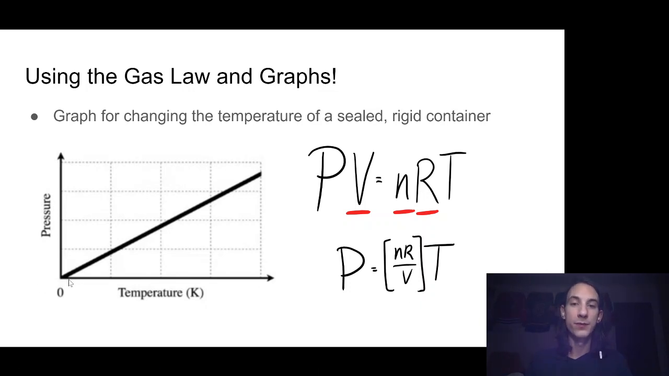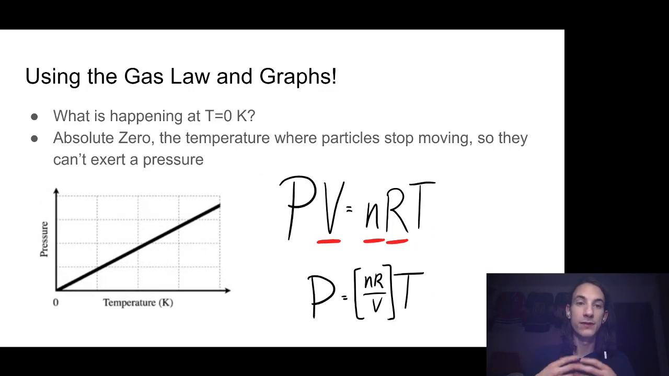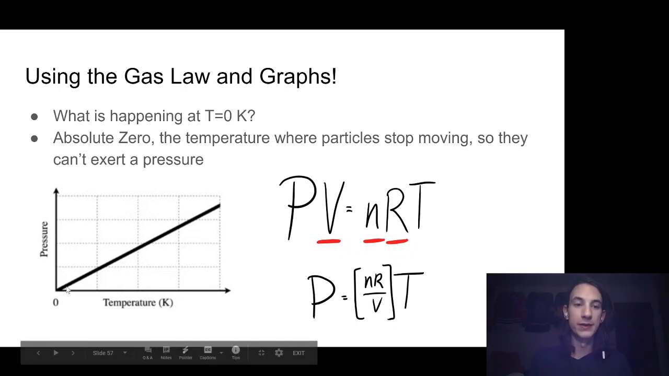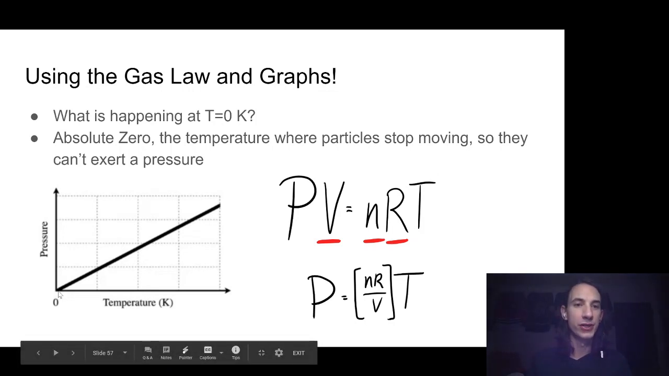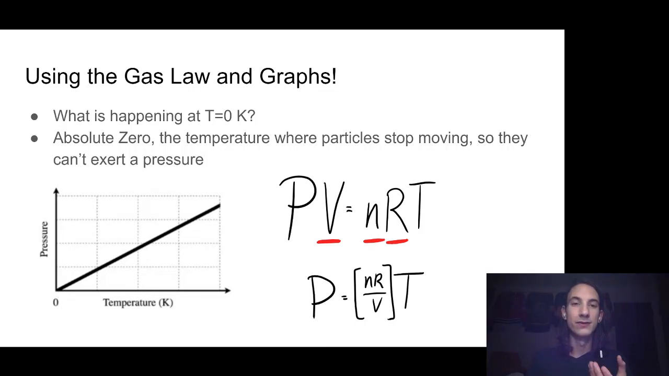So we have this relationship where if I increase the pressure, the temperature increases, or if I increase the temperature, the pressure is going to increase. One quick thing about this graph is the temperature of 0, or 0 kelvins. What's happening there is we have 0 pressure. We think about pressure as particles colliding with the container. So 0 kelvins is absolute zero, the temperature where the particles completely stop moving. And if these particles stop moving, they can no longer exert a pressure because they're not moving.